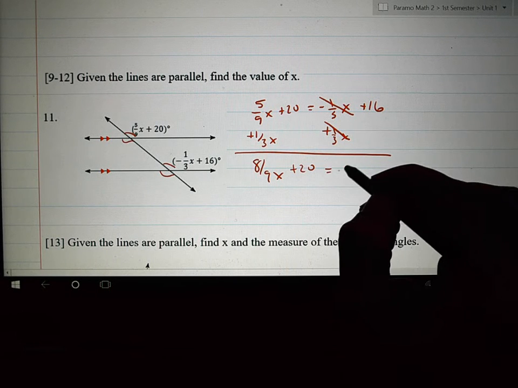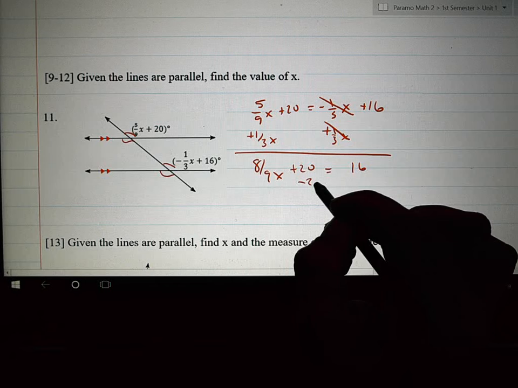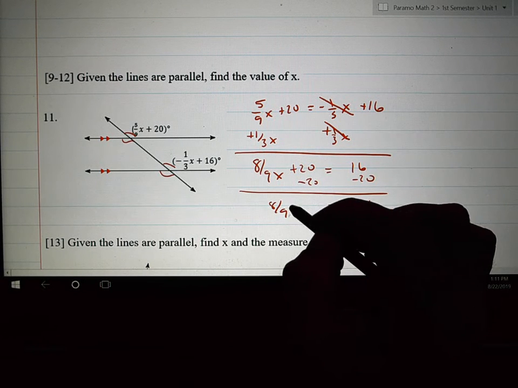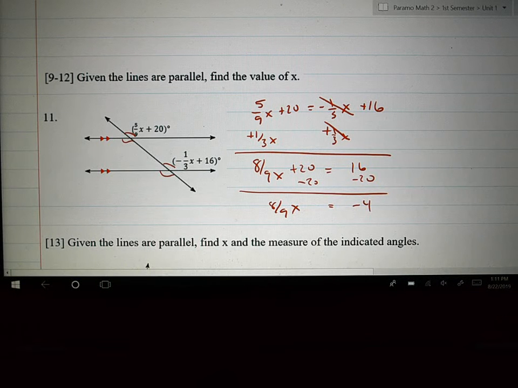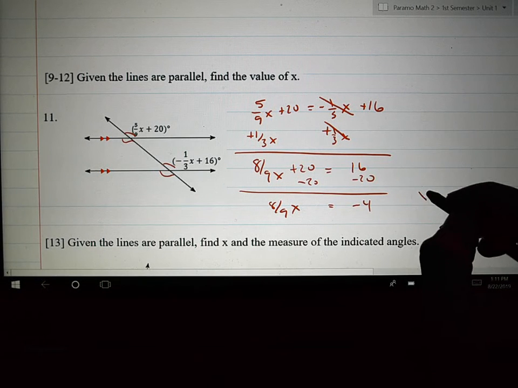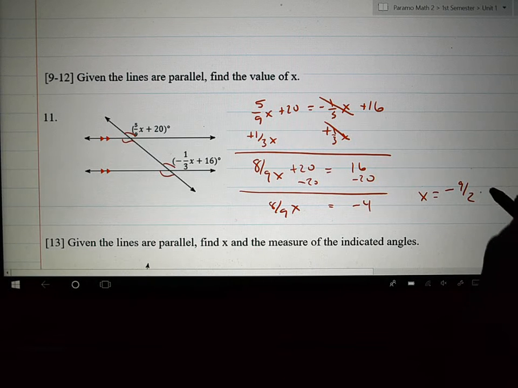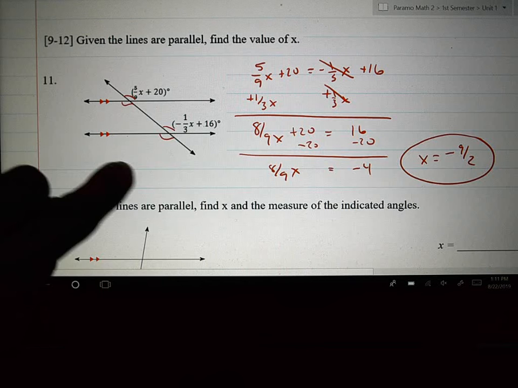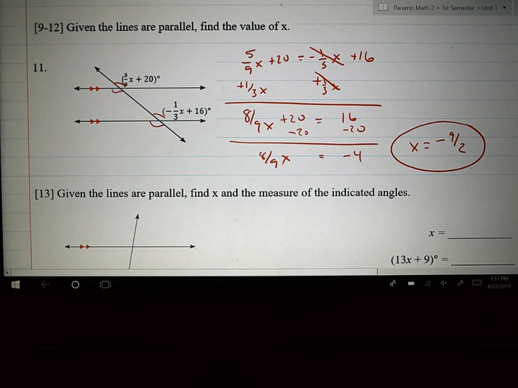plus 20. I'm going to subtract 20 from both sides. Equals negative 4. And the opposite of times by 8/9 is to divide by 8/9, or you can just multiply by the reciprocal. Same thing. So I'm going to take negative 4 and divide it by 8/9. For those of you who did not write it down last time, there it is for number 11.